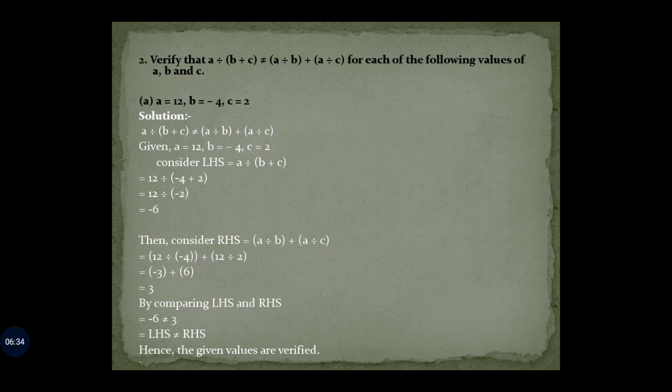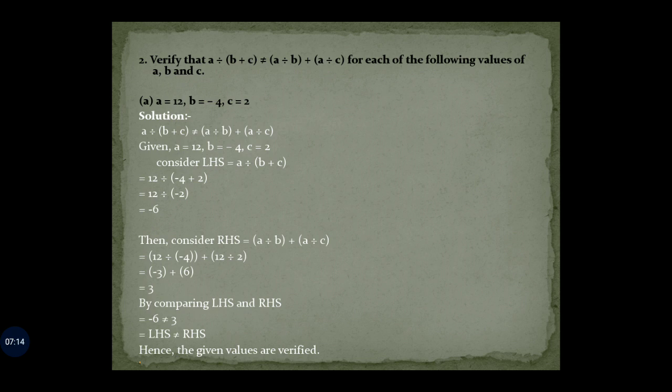Is equal to minus 2. So 12 divided by minus 2 gives you minus 6. Now let us consider RHS: A divided by B plus A divided by C. That means 12 divided by minus 4 plus 12 divided by 2. 12 divided by minus 4 gives you minus 3, plus 12 divided by 2 gives you 6. Minus 3 plus 6 gives you plus 3.